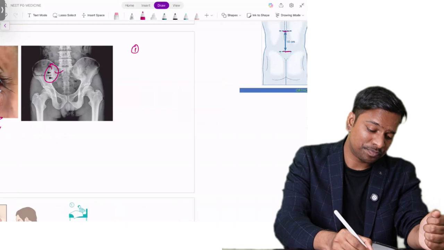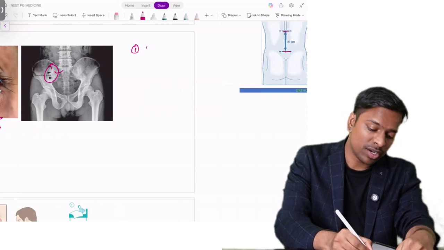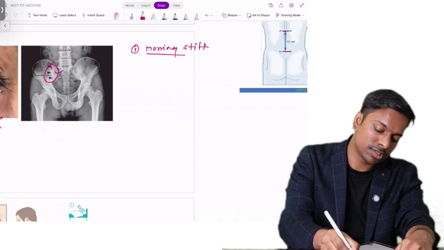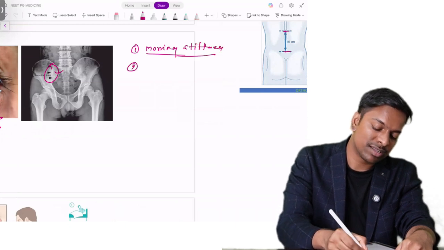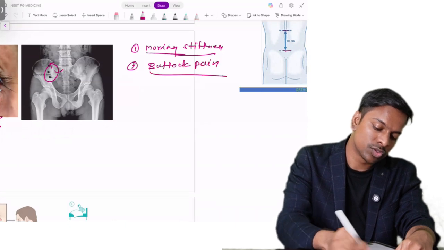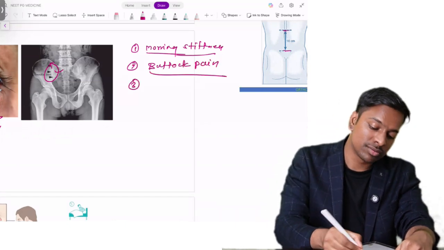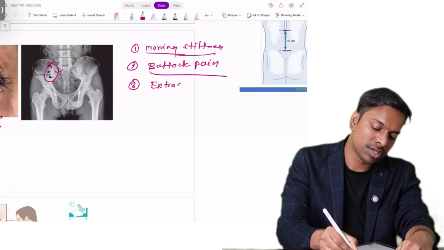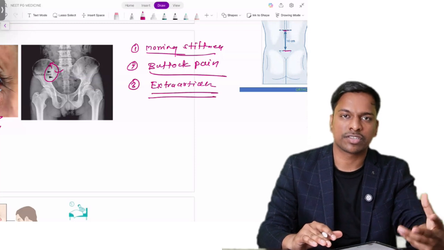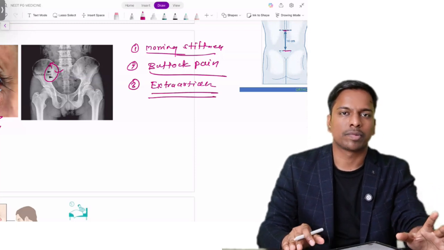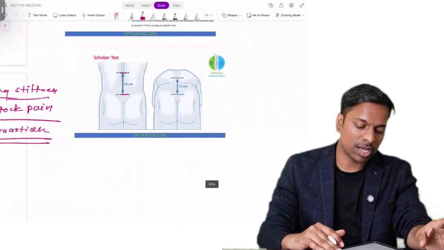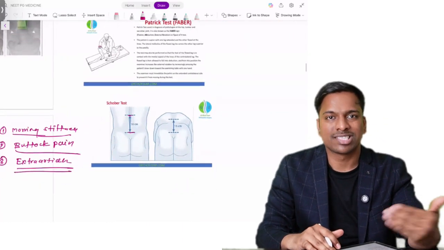Number one would be early morning stiffness. Morning stiffness in the vertebrae, very important. Then along with that, the buttock pain is there. So these are a few important features, and some extra-articular features are there, which we just discussed, in the form of uveitis, interstitial lung disease, all that can also happen with ankylosing spondylitis. So it's a multi-system, or we can say poly-system disorder.